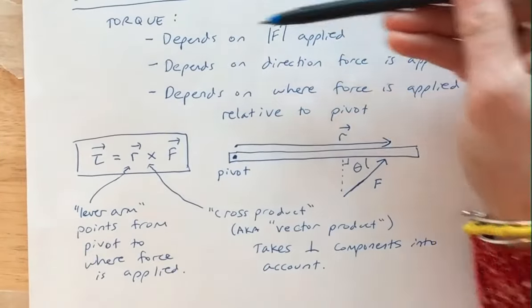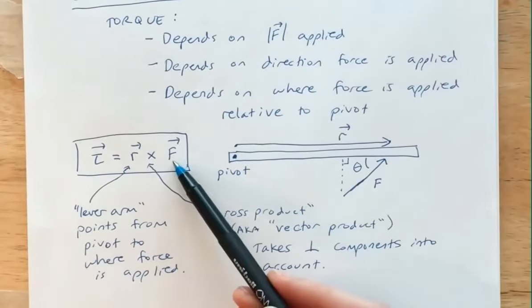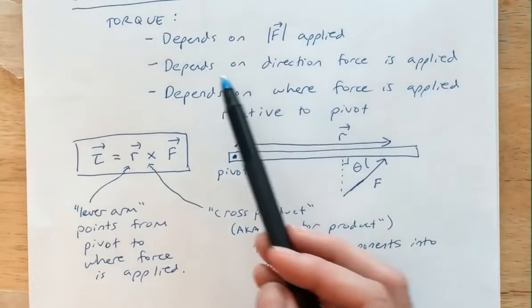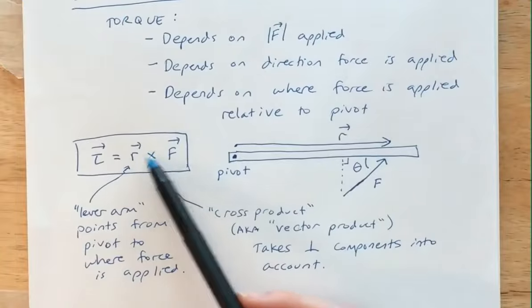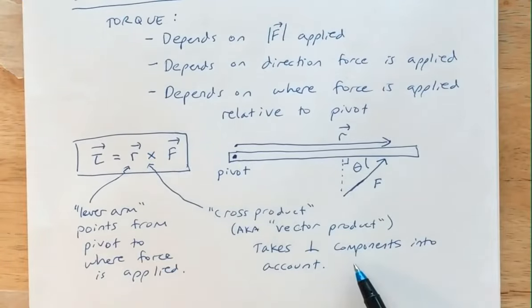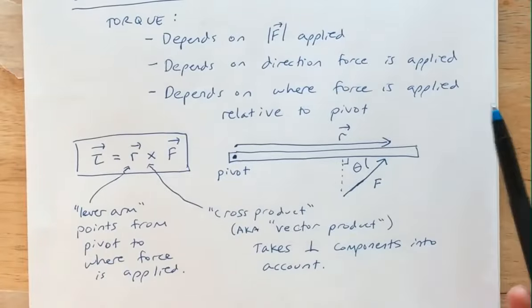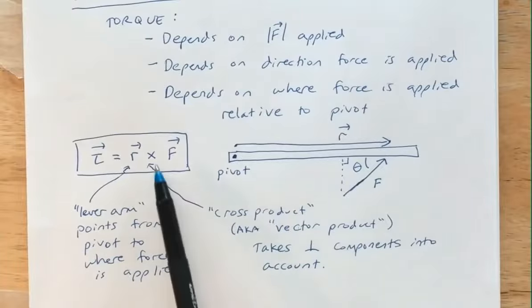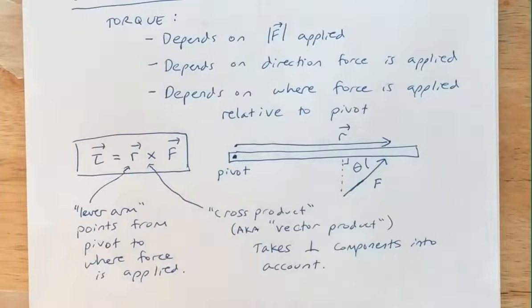So there's going to be this one equation that satisfies all of our requirements, which is that the torque depends on the magnitude of the force. The bigger the force, the larger the torque. It depends on the direction the force is applied. We'll analyze the cross product on the next page in a little bit more detail, but that's what this cross product does. It takes perpendicular components into account, and it depends on where the force is applied relative to the pivot, and that is this lever arm.